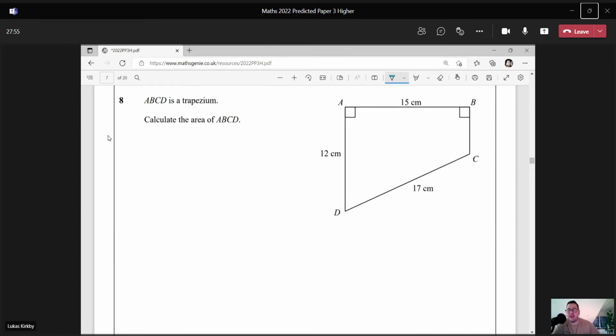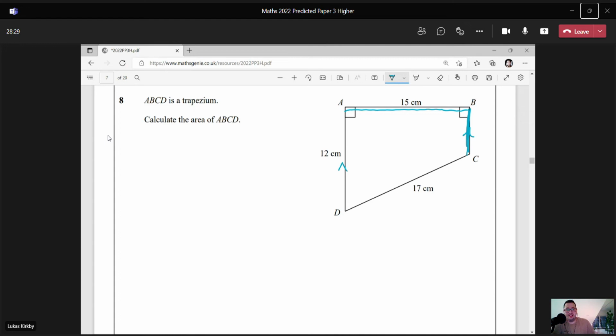All right, number 8. So we've got ABCD is a trapezium, and we want to calculate the area of ABCD. Well, to calculate the area of a trapezium, you need to know, if you imagine it flipped around, you've got your two parallel sides here, and this bit here is the height of it. So you need to know the height and the length of the two parallel sides. What we don't know is the length of this parallel side, otherwise we'd be able to put it into the formula straight away.